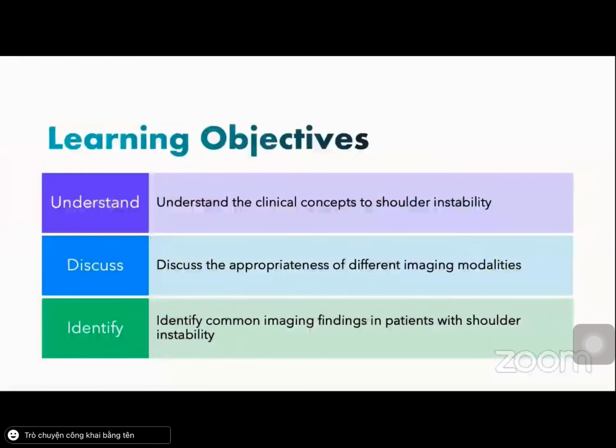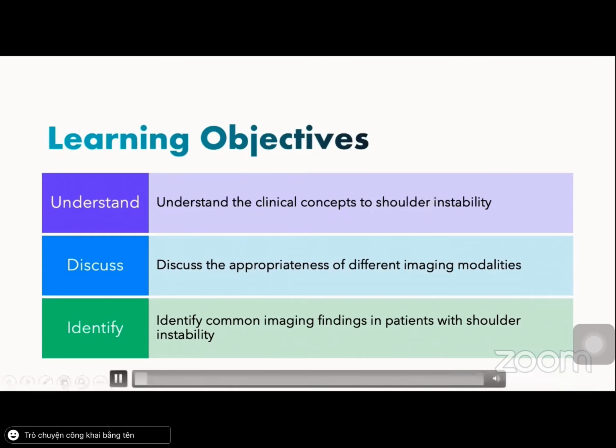This presentation is targeted at general radiologists, residents in sports medicine, orthopedics, and diagnostic radiology. By the end of this 20-minute talk, you will understand the broad basic concepts of shoulder instability, be able to discuss the appropriateness of different imaging modalities, and also identify some common imaging findings in patients with shoulder instability.